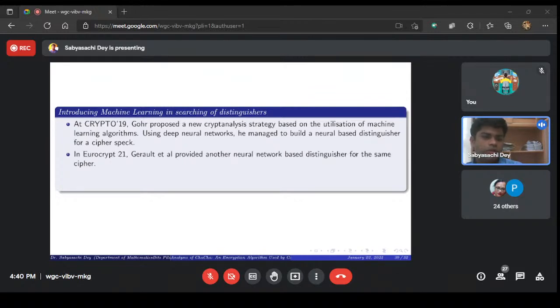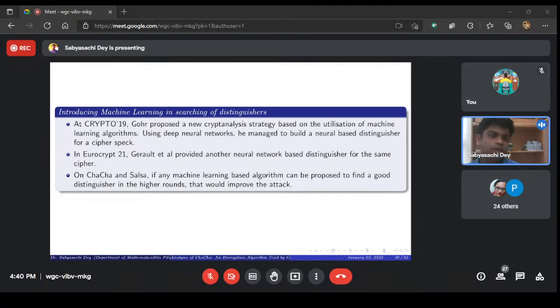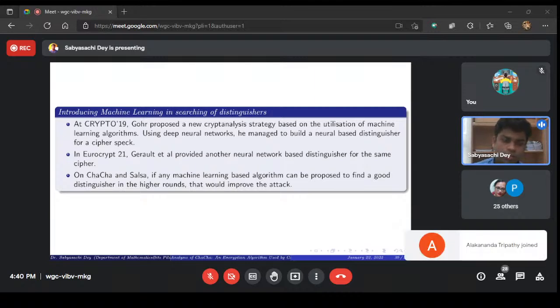Immediately after that, in 2021, in Eurocrypt, another distinguisher was provided by another group on the same cipher, Speck, and this was also using neural networks. So this can be another approach: using machine learning, whether we are able to find some distinguisher on SALSA or ChaCha, because so far nothing of that kind is there. Whatever distinguisher you are observing for SALSA and ChaCha, they are entirely experimental, by random guessing only. Okay, so these are two interesting problems that we can deal with in future.